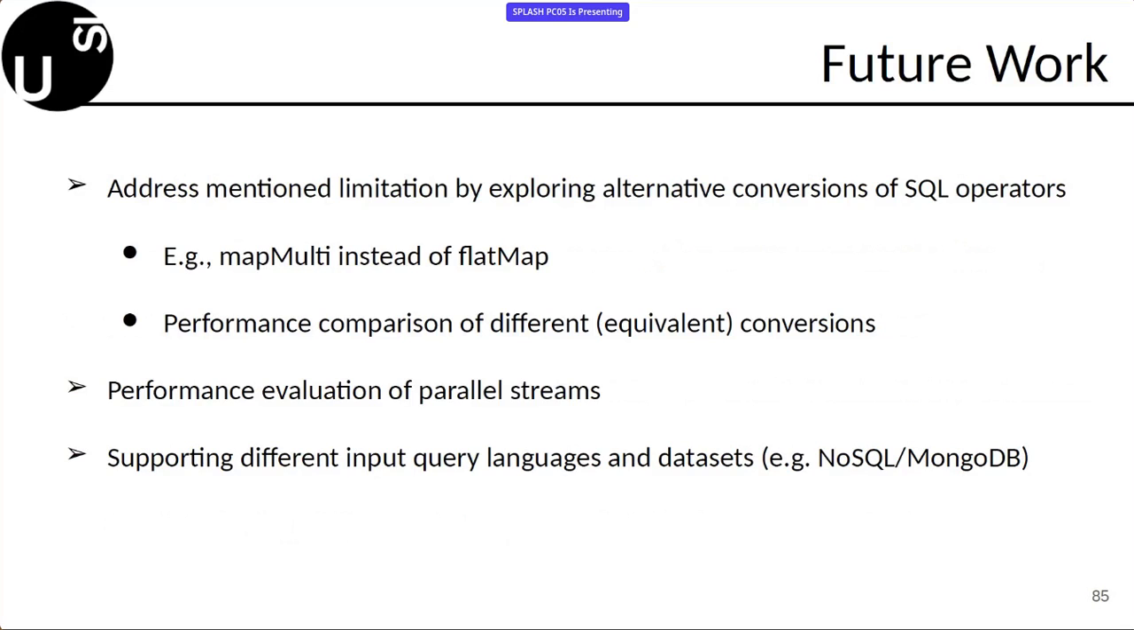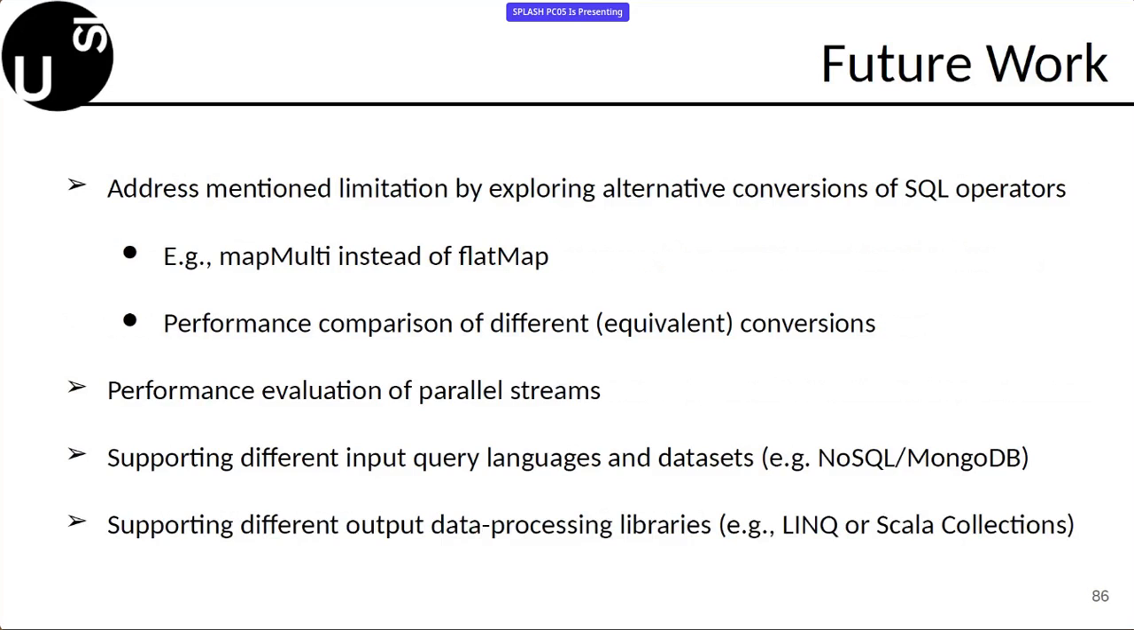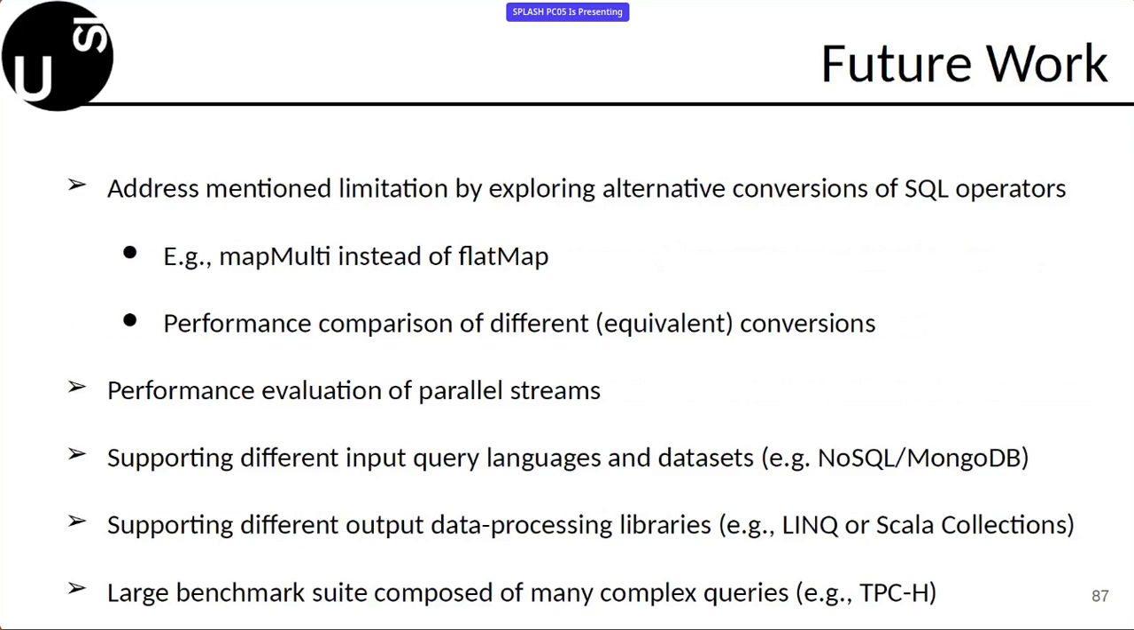So, for example, NoSQL query languages with a MongoDB dataset, and supporting other output data processing libraries. So maybe not only the JavaScript API, but why not a Scala collection or .NET LINQ. And finally, we plan to generate a large benchmark suite based on more complex queries than the ones provided in the paper.